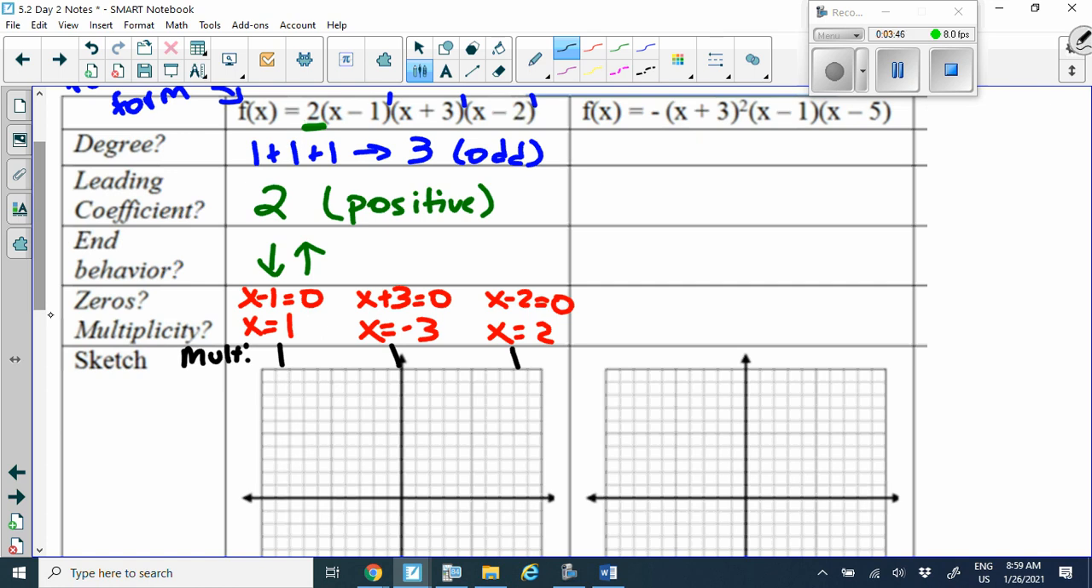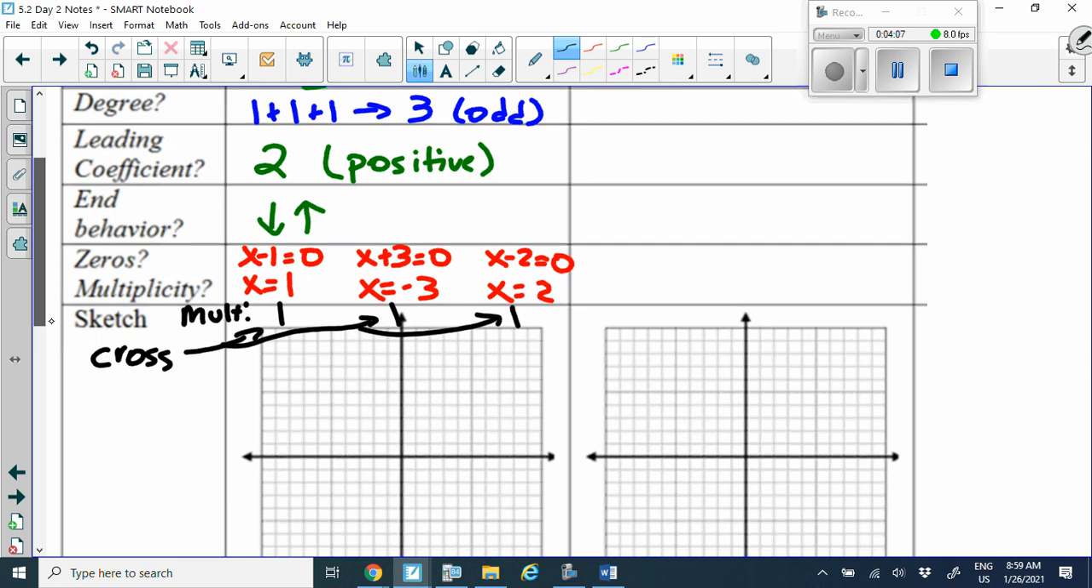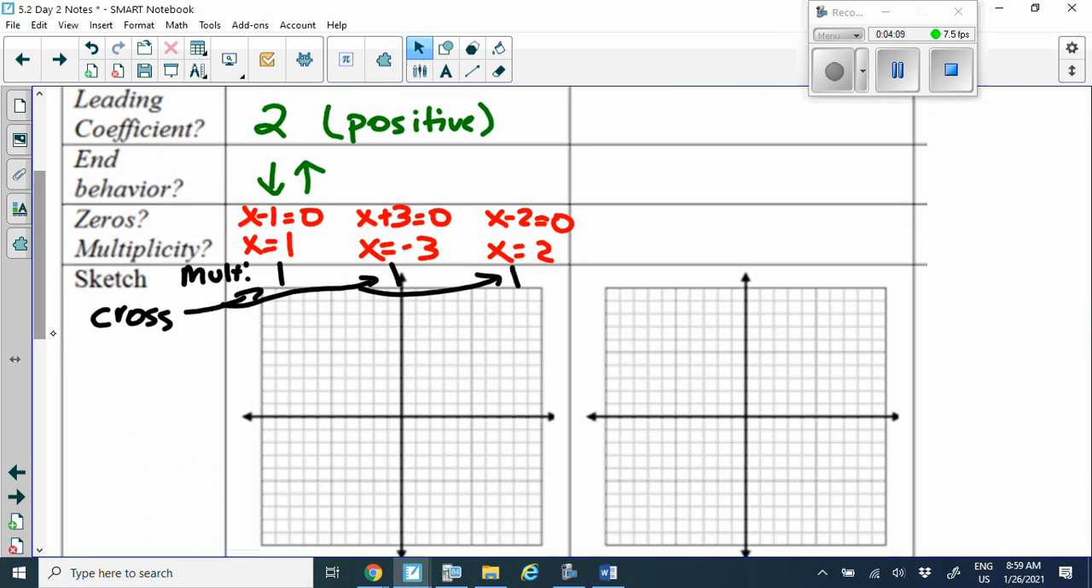Okay, so now let's go ahead, we're going to apply this and sketch our graph. We're going to cross for all 3 of these. So the first thing we want to do is plot the x-intercepts. So we're going to have 1, negative 3, and 2. So make sure you plot these points correctly.